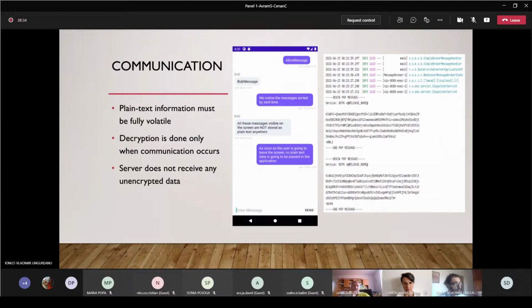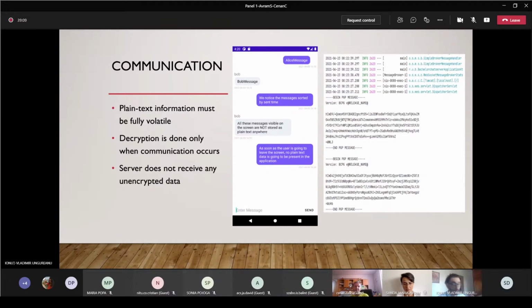Here we have the bread and butter, if you will, of the proposed approach. The plain text that you see is not going to be stored anywhere. Everything that is going to be stored and everything that is going to reach the server is on the right-hand side. That's what the server sees, and that's what is going to be stored in the database. The decrypted messages are only computed at runtime, for the simple fact that they are only needed then, and if we have them anywhere else, that's a security concern. So plain text information must be fully volatile.